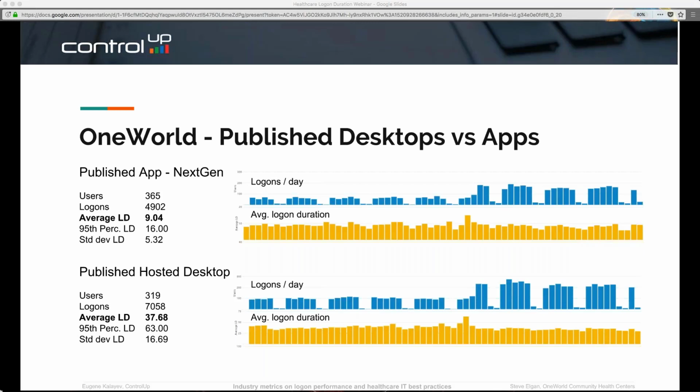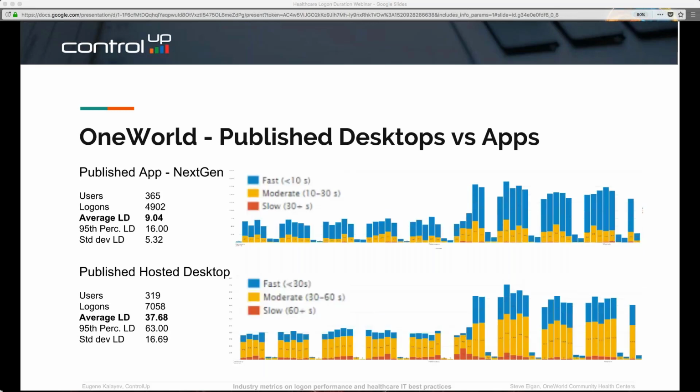Great. So to me, seeing those numbers, we have a different perspective. This is another perspective on the same data. Here we're partitioning the same logons into fast, moderate, and slow. As you can see, the criteria for fast, moderate, and slow is slightly different between published apps and hosted desktops. This is, of course, an arbitrary choice, but it's an educated guess based on what we're seeing in the global sample.